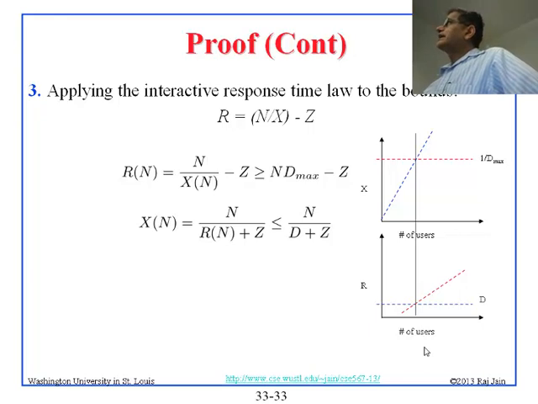All right. The second thing we can say from this formula is that Xn is equal to n upon Rn plus Z. And since we know that Rn has to be more than capital D, therefore Xn has to be less than n upon D plus Z. So we got two more limits on the throughput and the response time. This throughput limit is that one, and the response time limit is this red line.